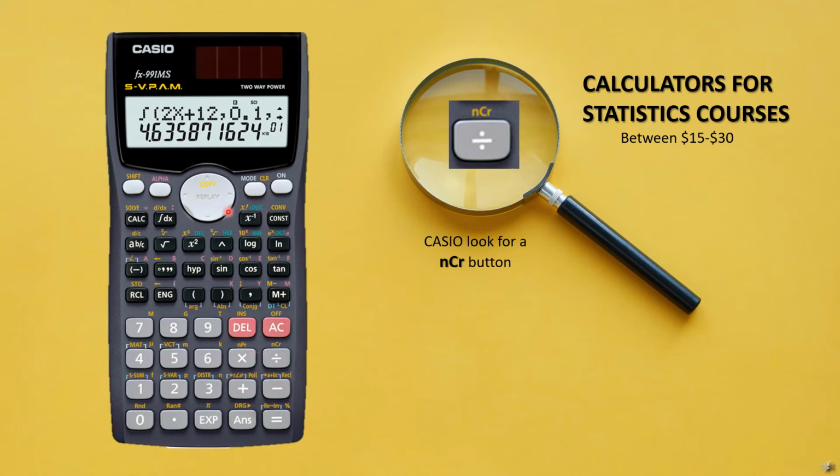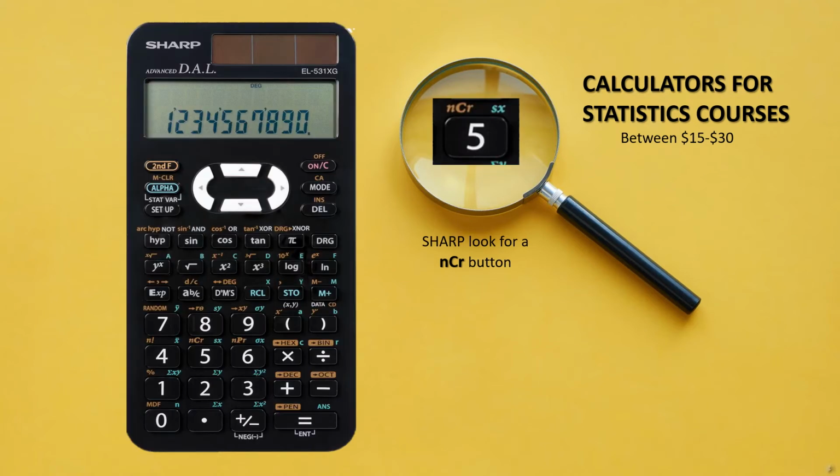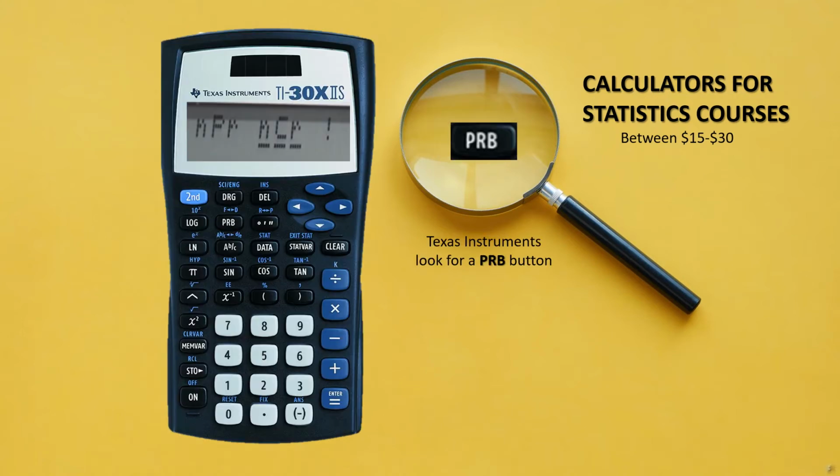The factorial is an exclamation mark. It's up here, x factorial. Here's another Casio. Here is the NCR button. You can see the NPR button just above it and the factorial right beside it. On this Sharp, the NCR button is above the 5, the NPR button is above the 6, and the n factorial is above the 4. If you get this type of calculator, the Texas Instruments, you're going to be looking for this PRB button. That's where all your probability buttons are: your NCR, your NPR, and your factorial sign.